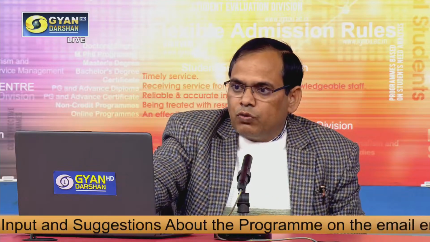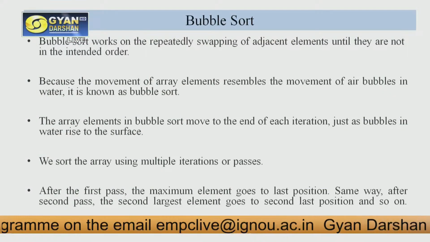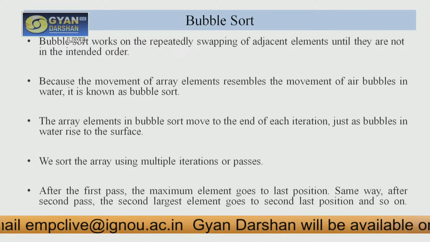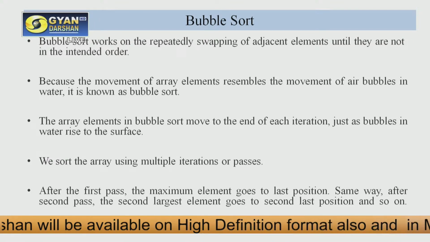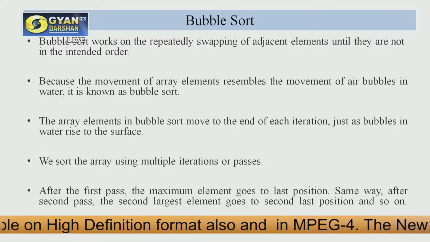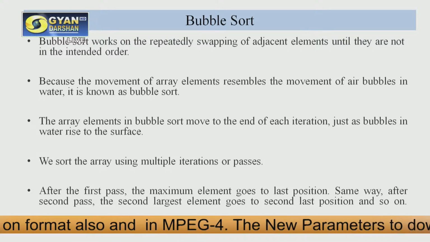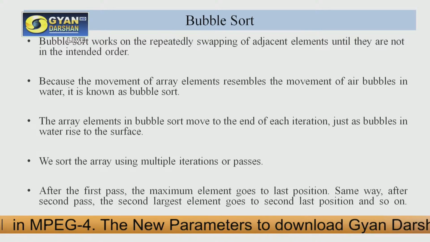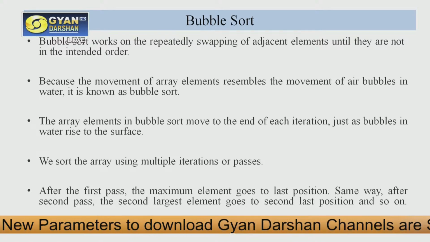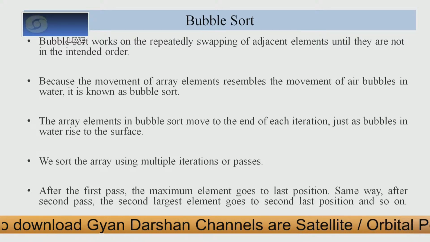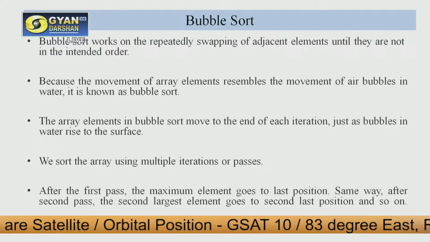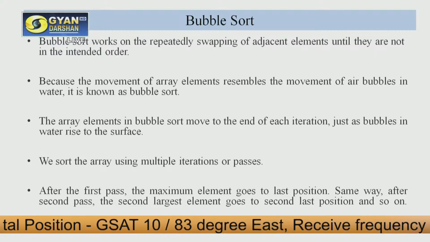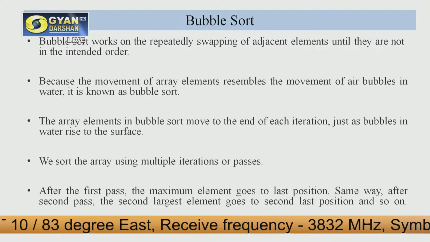Now I would like to come to the second topic of today's discussion, that is bubble sort. We know that sorting is required for many applications where we need to arrange the elements in some intended order, like in increasing order or in decreasing order. It has various applications, like in binary search, the condition is that the elements should be in sorted order, or in a binary search tree we require to sort the elements.